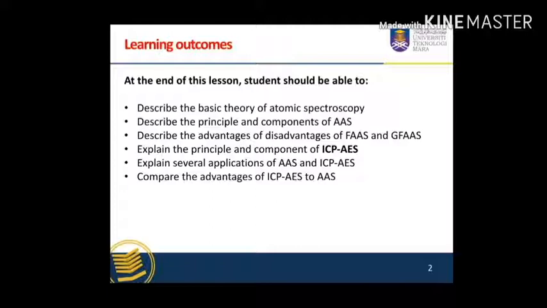Also in this lesson, I hope students will be able to describe briefly the principle and components of ICP AES, explain several applications of AES and ICP AES, and finally compare the advantages of ICP AES to AES.